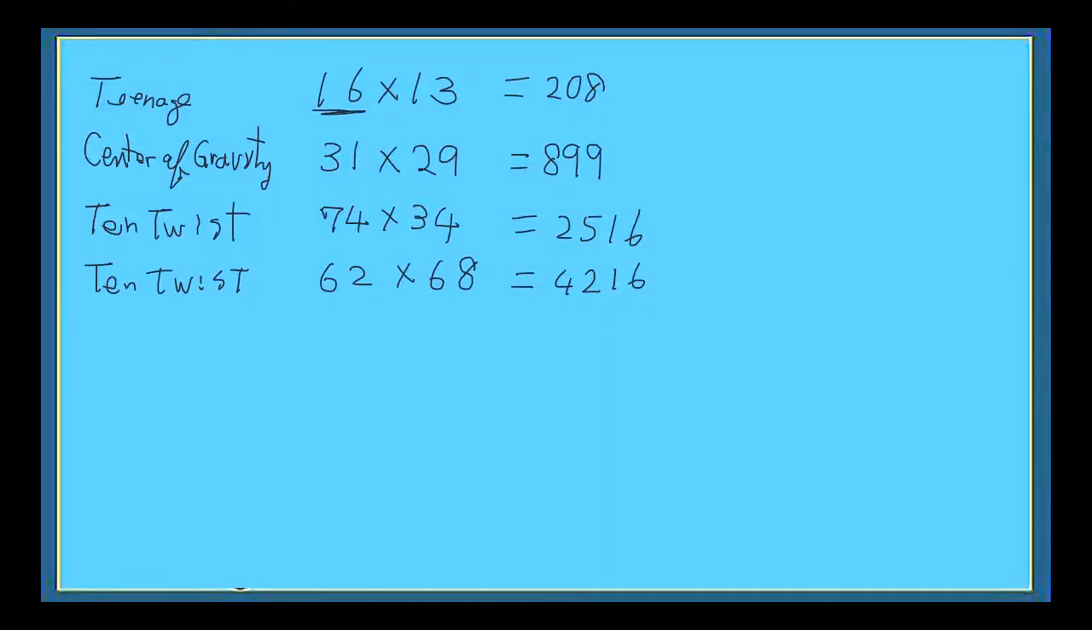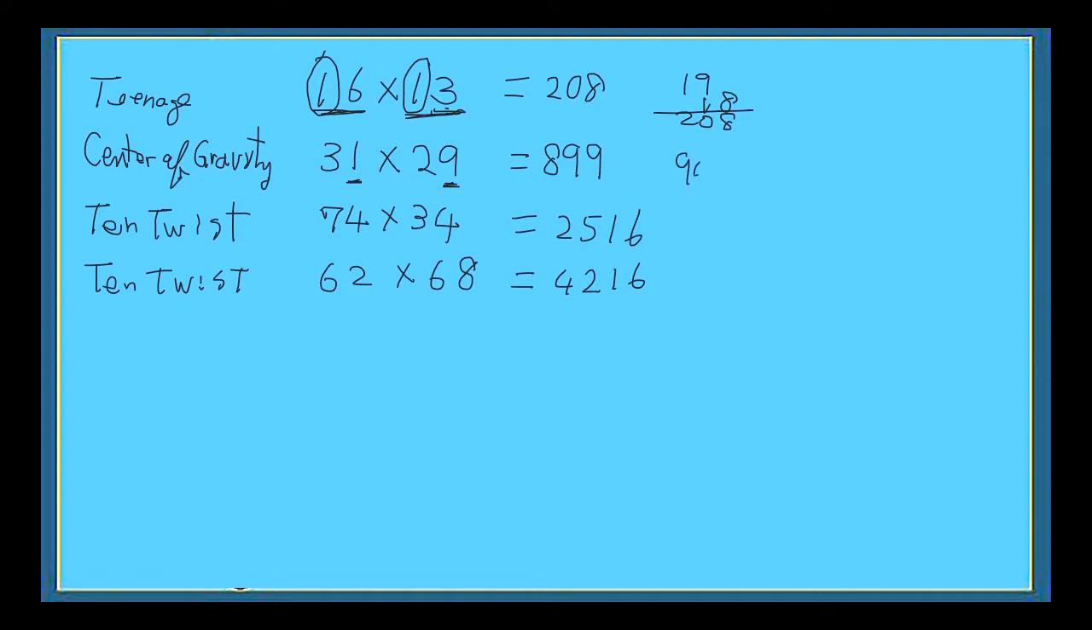The first one was the teenage method. Any number with 1 can be simply multiplied by this method. First, you add the 6 and 3, which is 9, and you add 1 to it. So 1, 9, and then you have 3 times 6, 18. So 208.